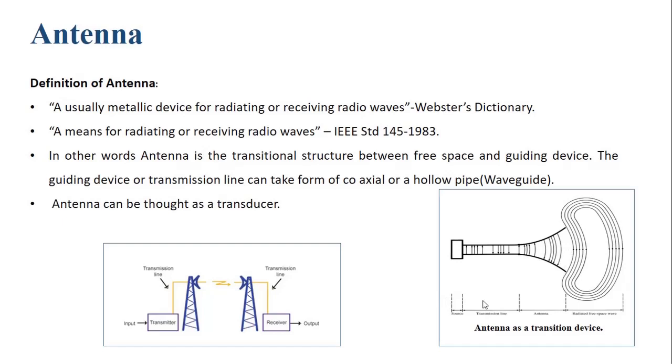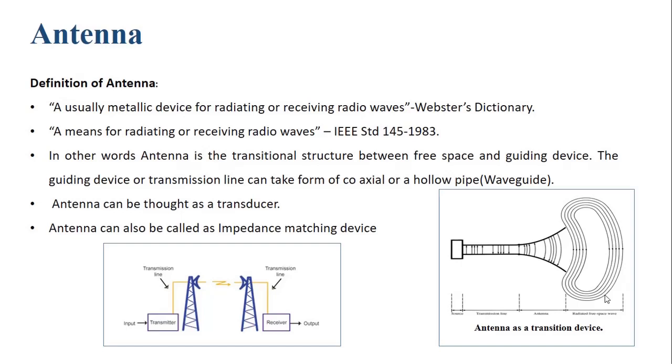This antenna can also be thought of as a transducer. So now you can see the source is generating the signal that is to be transmitted, it can be current or voltage. This is converted into electromagnetic waves that can be propagated in the free space. So the antenna converts the signal into the electromagnetic waves, so it can be thought of as a transducer. At the receiving side, the antenna can also be called an impedance matching device. So these are the different definitions of antenna.